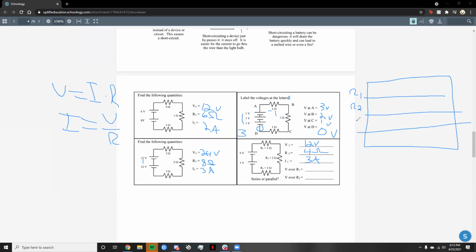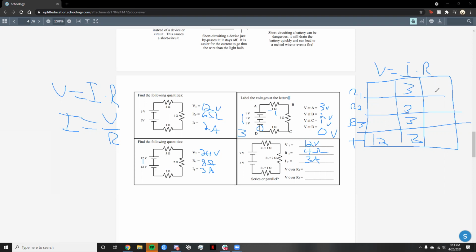R1, R2, R3, in total, and then V equals I times R. Volts are not the same for everything, but we know 12 total volts is 12. Amps are always the same, so 3, 3, 3, 3.